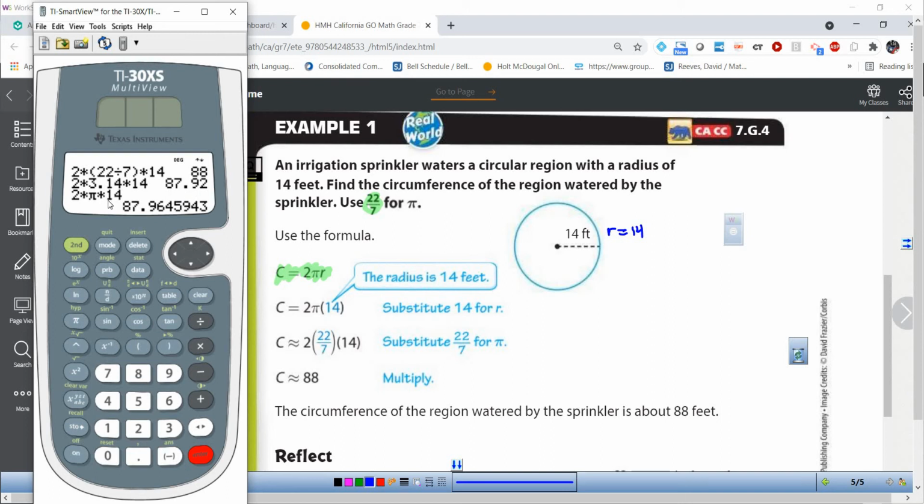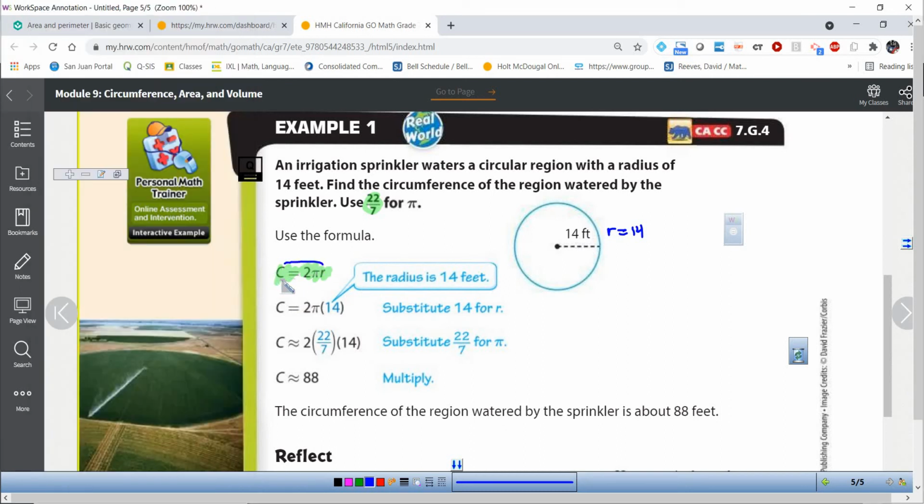Using the pi button gives me a bigger value, and because 22 over 7 is actually a little bit bigger than pi, it gives me the biggest value. Notice they're all pretty close together, but that's why I'm telling you it makes a difference. Look at the directions and follow what the directions say. So again, given the radius, there's your formula.